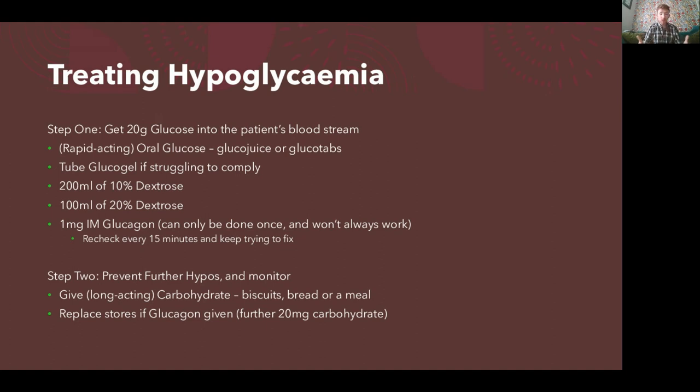Once that person has got their blood sugar back over four in a diabetic, the job there is to make sure they maintain their blood sugar. So instead of a rapid-acting, easily accessible glucose supply, give them something longer-acting. Give them those glucose molecules in a chain of carbohydrate that they have to break down over a longer period of time. But that will be about 20 grams as well. And if you have caused them to deplete their glucose supply from their liver, replenish it. Give them the same again.